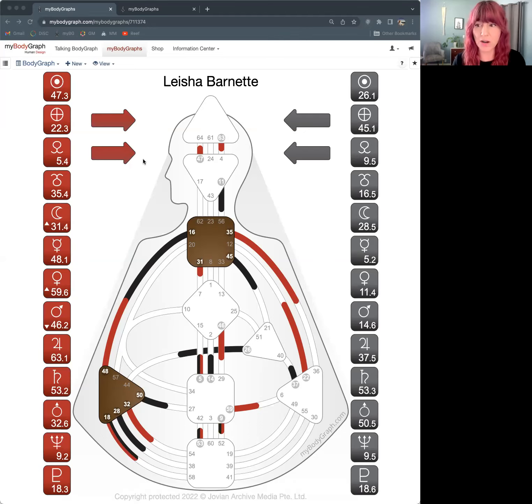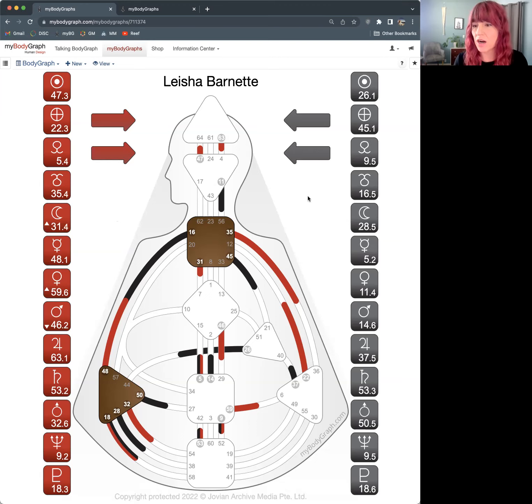Okay, so let's go ahead and start looking at the heart, the ego center. I want to show you where it is on the body graph. So I'm going to go ahead and share my screen and I can pop it back off as we talk. Can y'all see my body graph here?